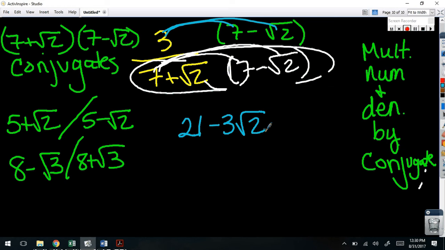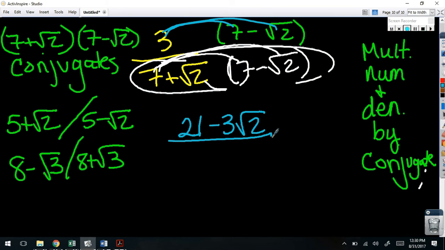The original problem was 3 over 7 plus root 2. The work before, was that for the denominator? Yes. I had just multiplied the denominator together because it doesn't matter if there's a radical in the numerator, only if it's in the denominator. So we were just trying some different things to see what would get it to go away.